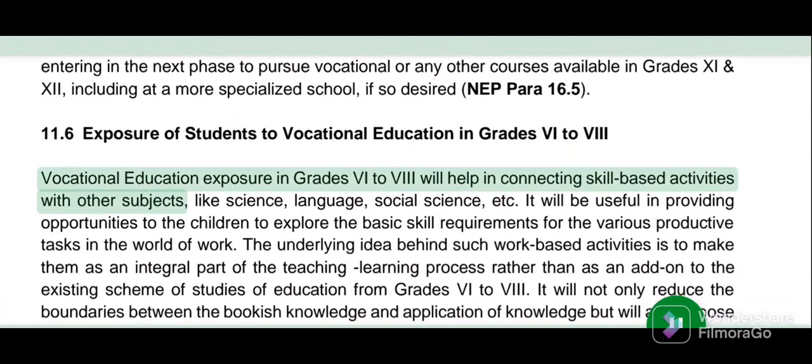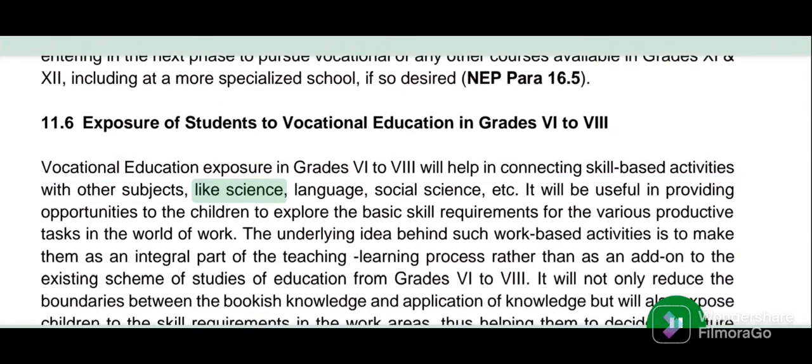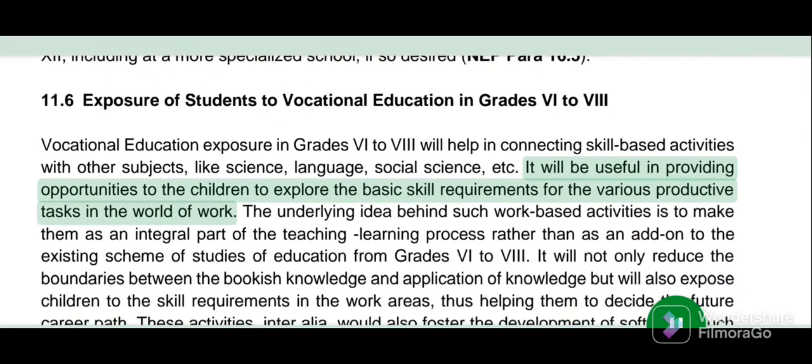11.6 Exposure of students to vocational education in grades V to 8. Vocational education exposure in grades V to 8 will help in connecting skill-based activities with other subjects, like science, language, social science, etc. It will be useful in providing opportunities to the children to explore the basic skill requirements for the various productive tasks in the world of work.